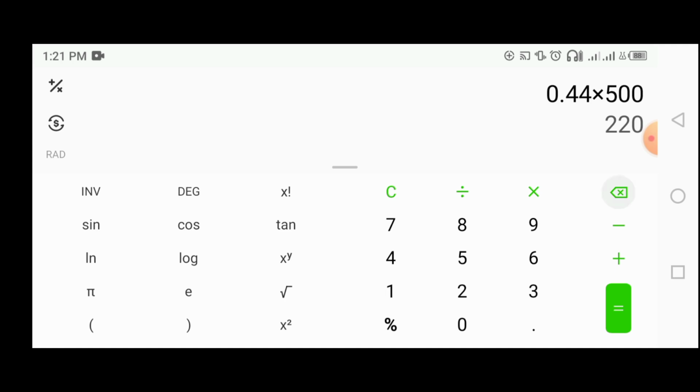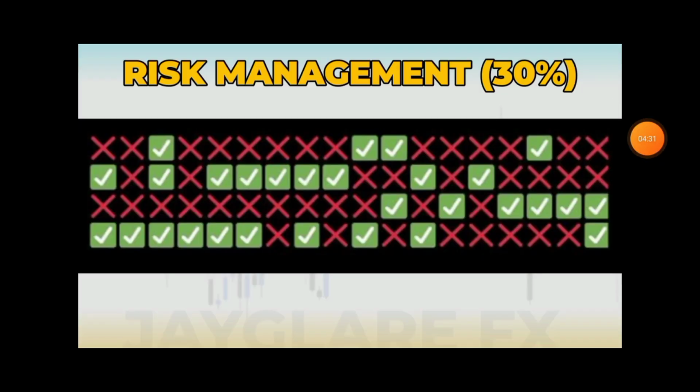Now, what if the person's account is $1,000? If this person's account is $1,000, the person will be making $440 on top of that. That's $1,440 with such losses. Now, let me show you something. Let's go back. I believe you are learning something.